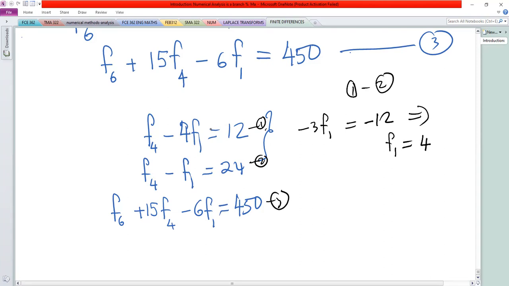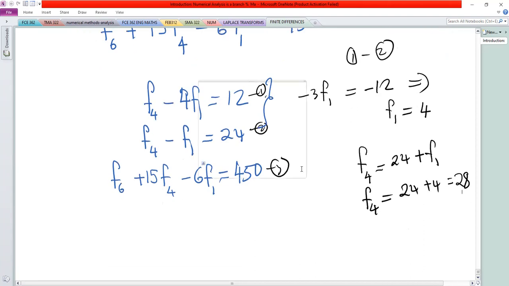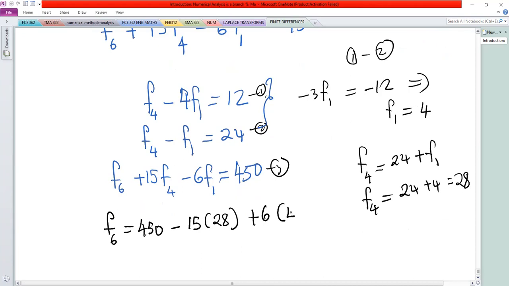And then we can replace in any of these equations. So from the second equation, f4 is given by 24 plus f1, so f4 equals 24 plus 4. This will give us 28. And then f6 from equation 3 will be 450 minus 15 times f4, and f4 is 28, plus 6 f1, and f1 is 4. Working this out, 450 minus 15 times 28 plus 6 times 4, will give us 54.